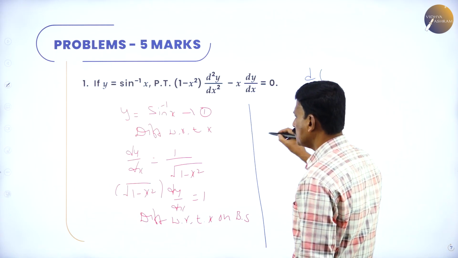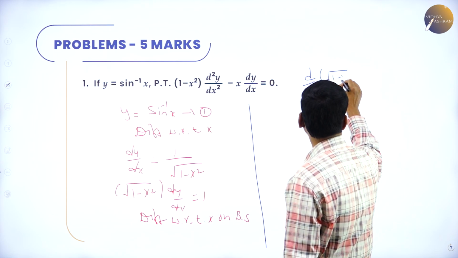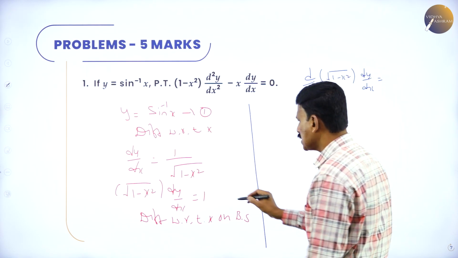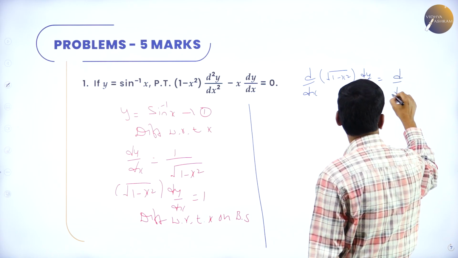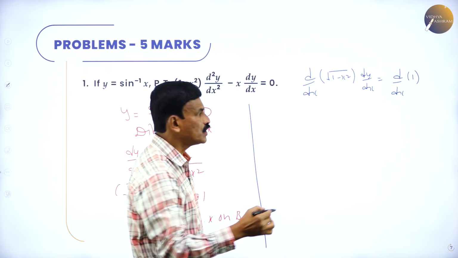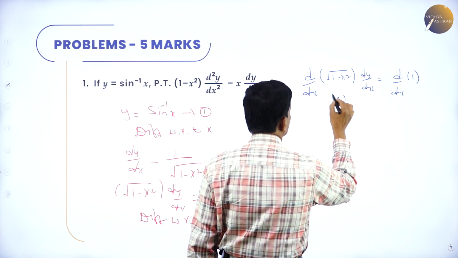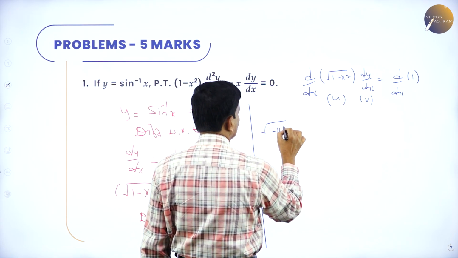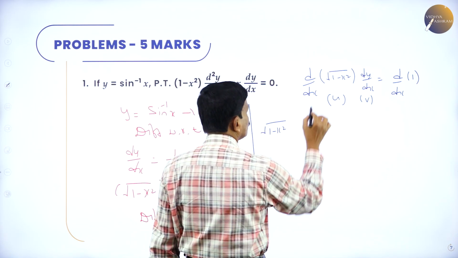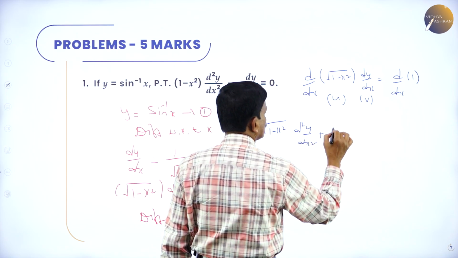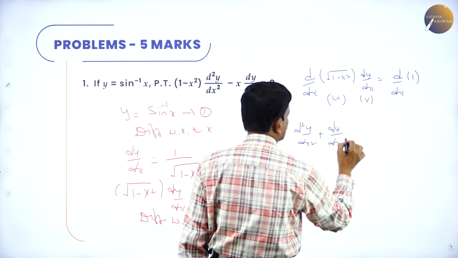d by dx of root of 1 minus x square into dy by dx is equal to d by dx of 1. Now this can be differentiated using the product rule, the UV method. U is the first function and the second function. The first function, root of 1 minus x square, is kept constant. Differentiation of dy by dx is d square y by dx square, plus dy by dx kept constant.